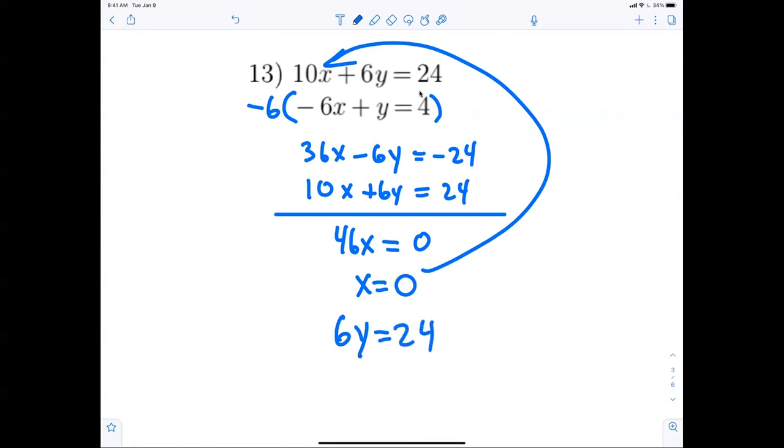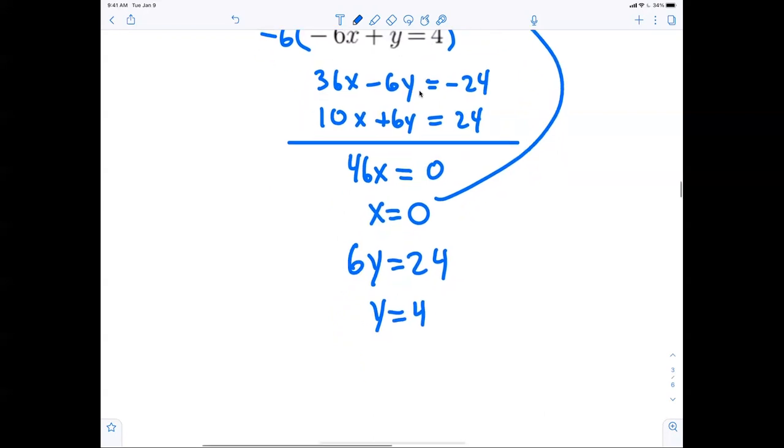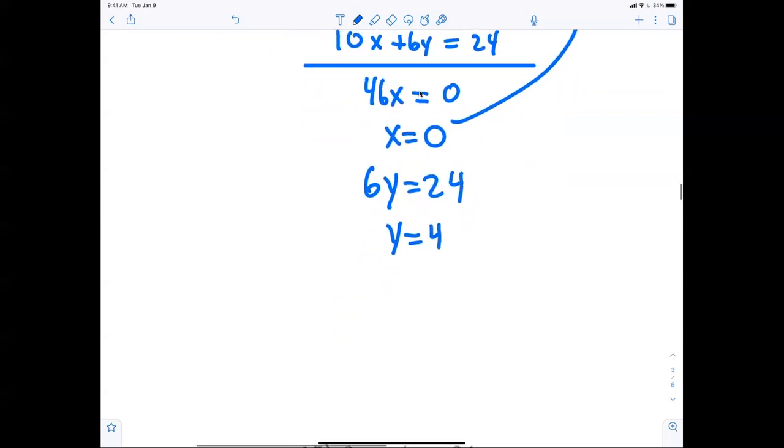Yeah, 0, right? So what does Y equal? Y equals 4. Beautiful. So what's my answer? 0, 4. Exactly. You good with that?